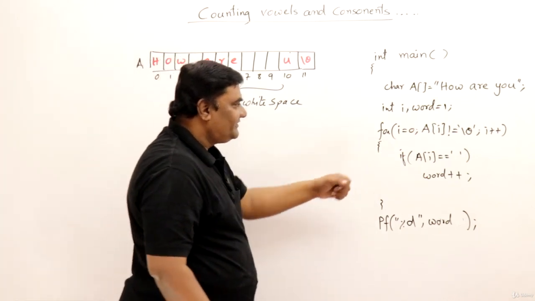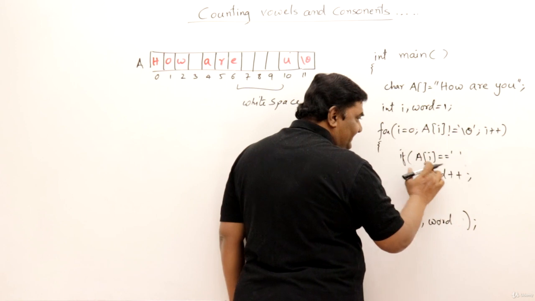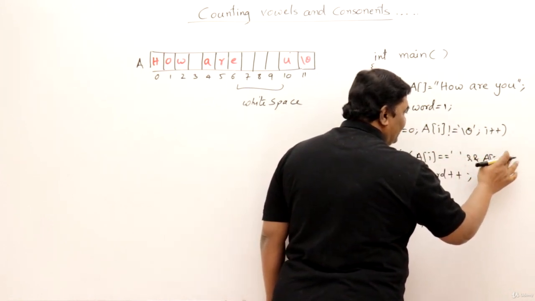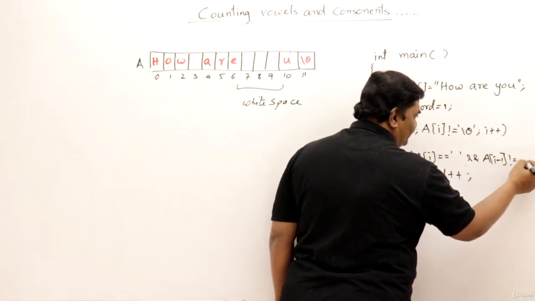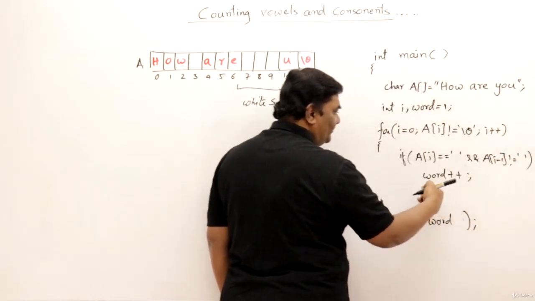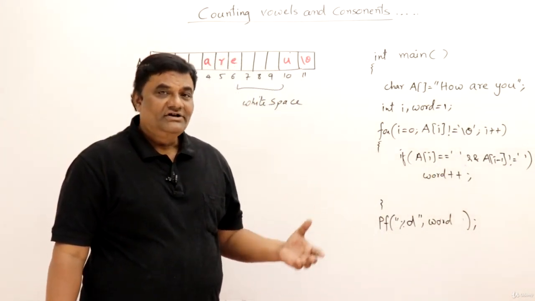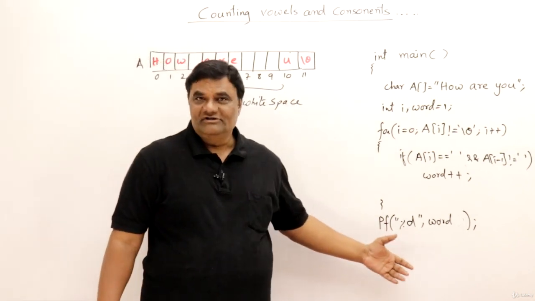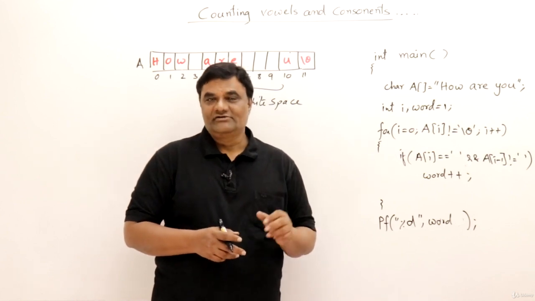So here, along with this condition, I should check that if a of i is equal to space and a of i minus 1, that is the previous character, should not be a space, right? It's not a space. If so, then word plus plus. So it is an extra condition. It will take care of white spaces also. That's it. Then print the number of words here. So this is the procedure for considering white spaces also.